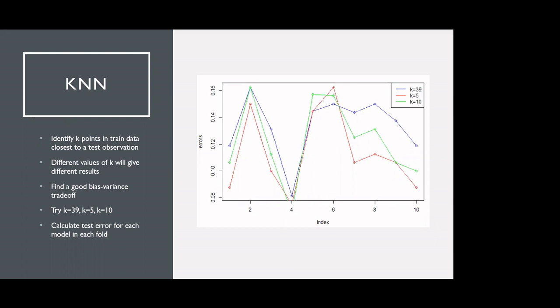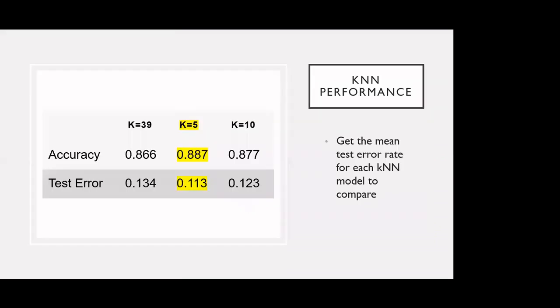As you can see on this graph, the K-fold cross-validation gave us 10 error points for each K, and they're graphed here. The blue line is K equals 39, the red line is K equals 5, and the green line is K equals 10. You can see that in general the red line performs a little bit better. So we can determine that the more flexible model is performing better in this instance with the error score. Like I said, K equals 5 provided the best results.